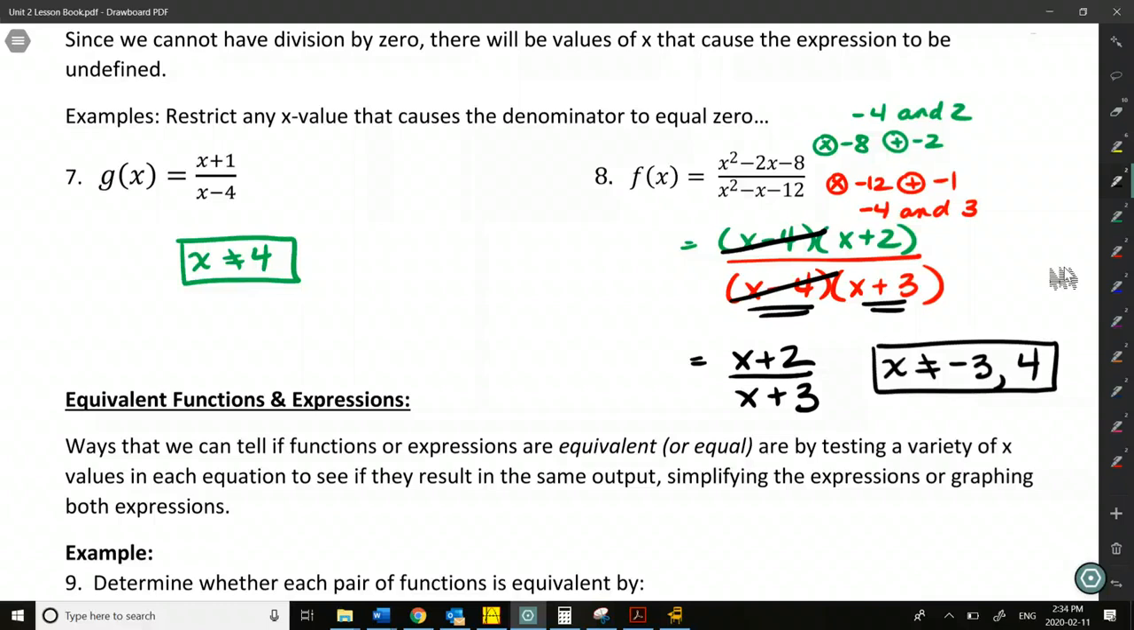So I actually want to show you guys what these restrictions would produce on a graph. So I'm just going to pull up a graph really quick here for you.